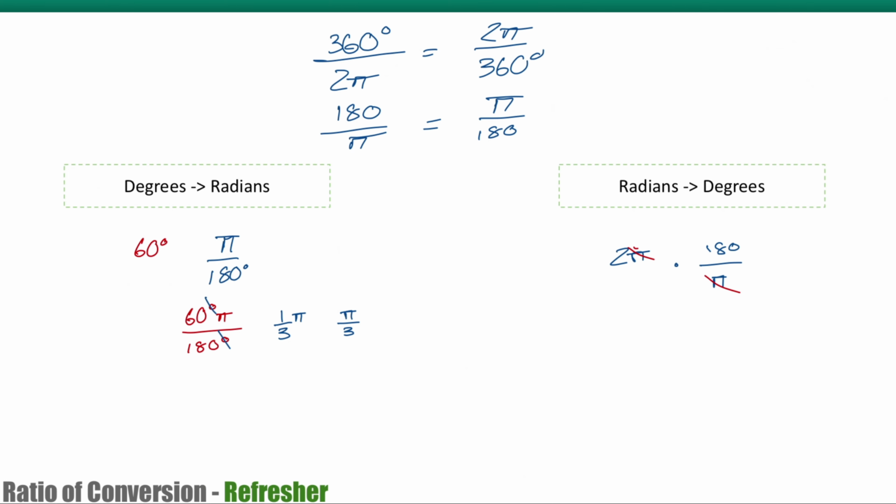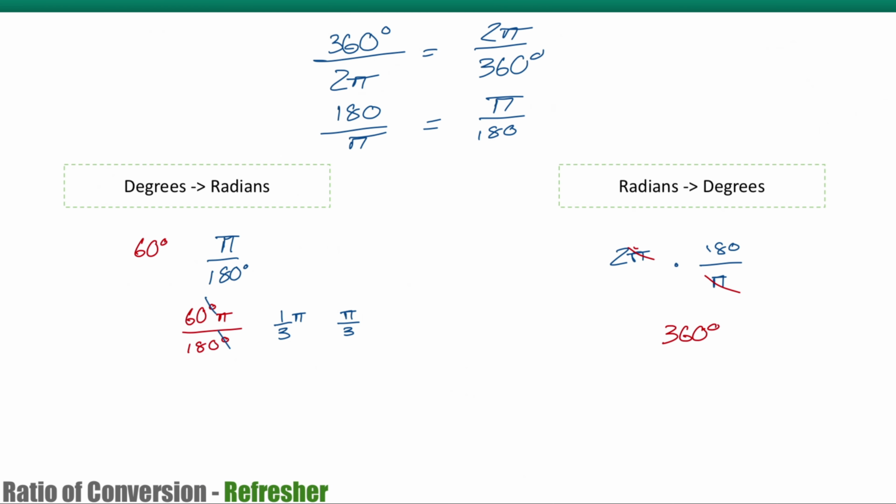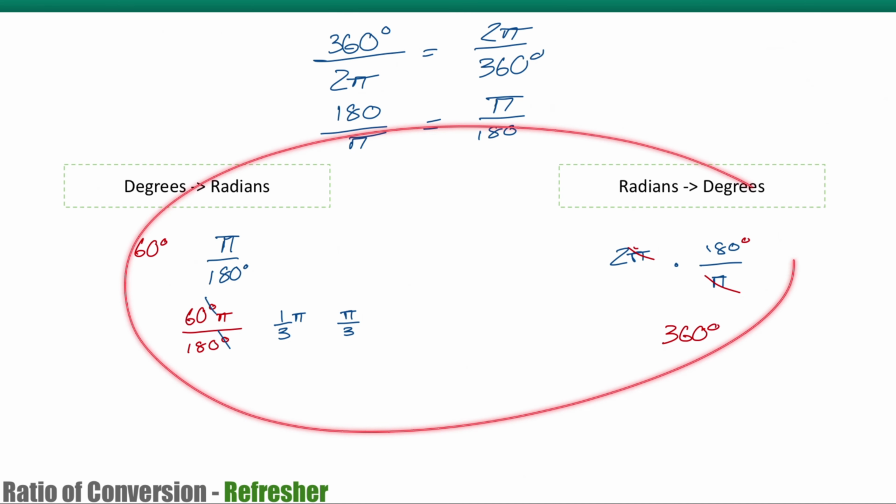Pi over pi goes away. 2 times 180 degrees is 360. And if you think about this, this makes sense, right? 2 pi is what we said was equal to 360 degrees. And when I multiply by 180 over pi, I was left with 360 degrees. Sorry, this should have been a degree right there. Okay? So this is how we go back and forth between them.